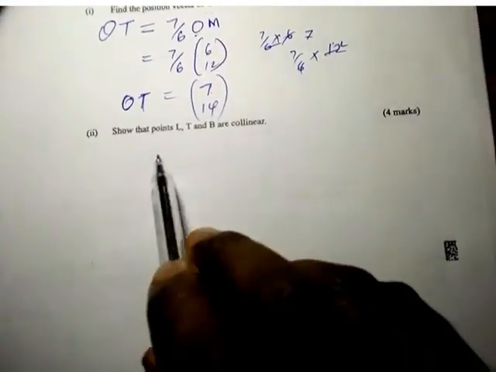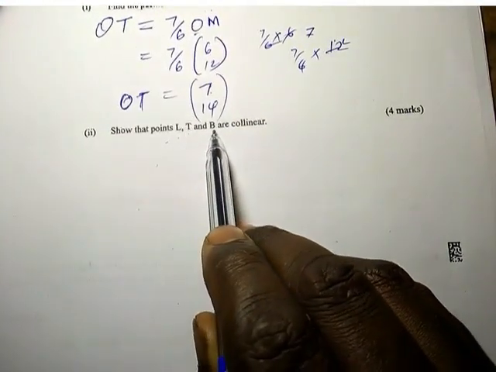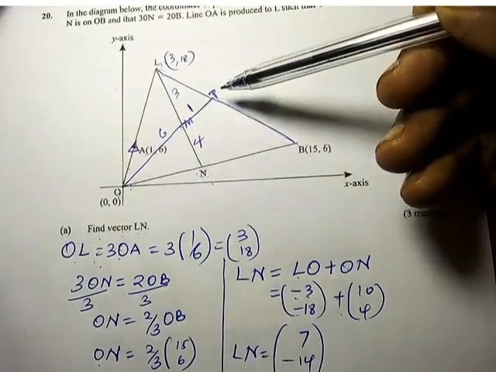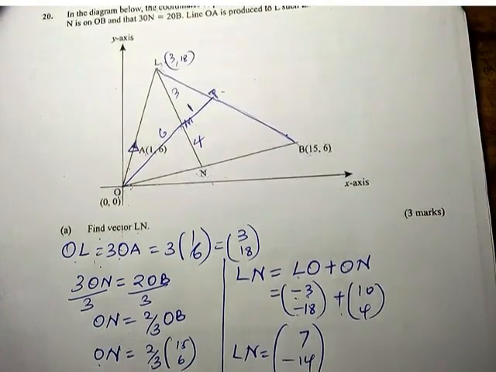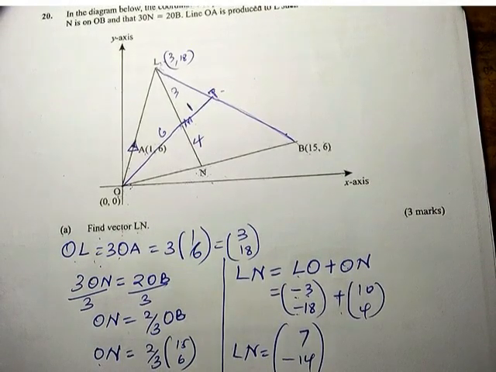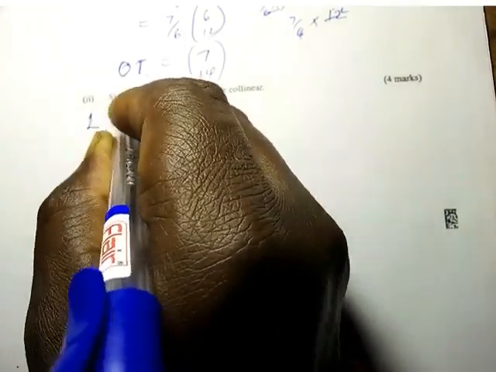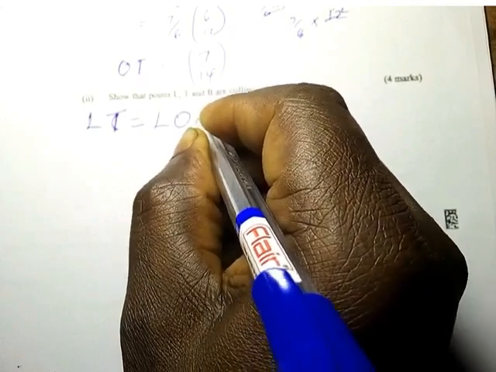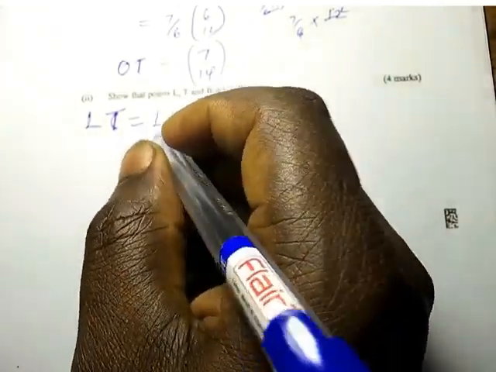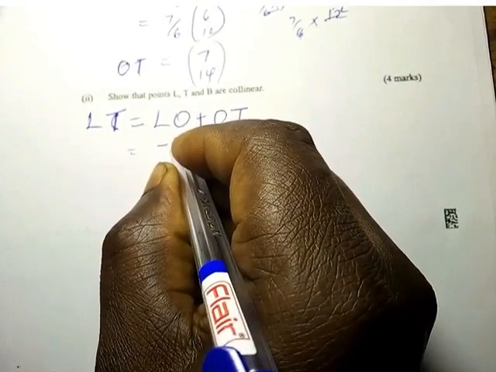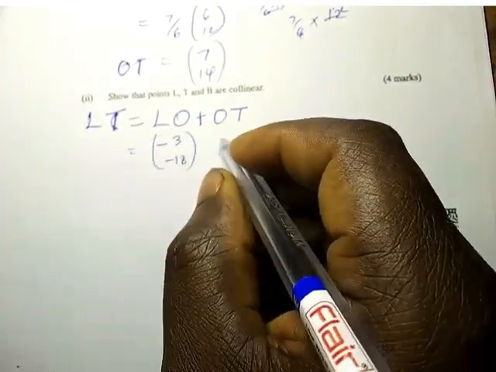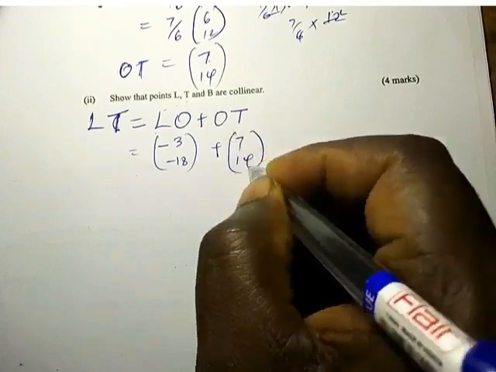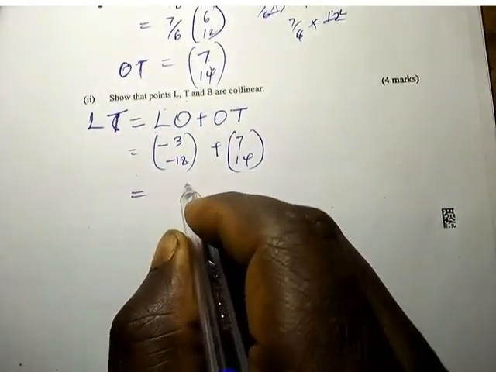Show that points L, T, B are collinear. We want to show that LT and LB are collinear. You know very well that points are collinear if the vectors are parallel and if they share a point. So LT equals LO plus OT, which is equal to negative 3, negative 18, plus 7, 14. The answer is 4, negative 4.